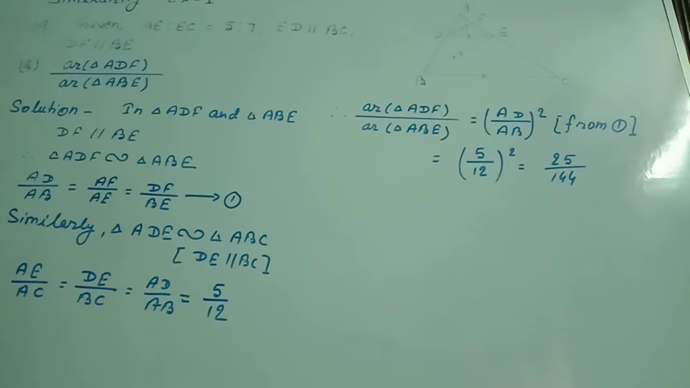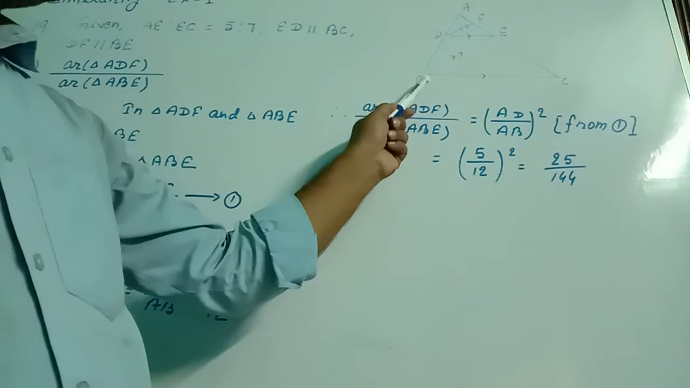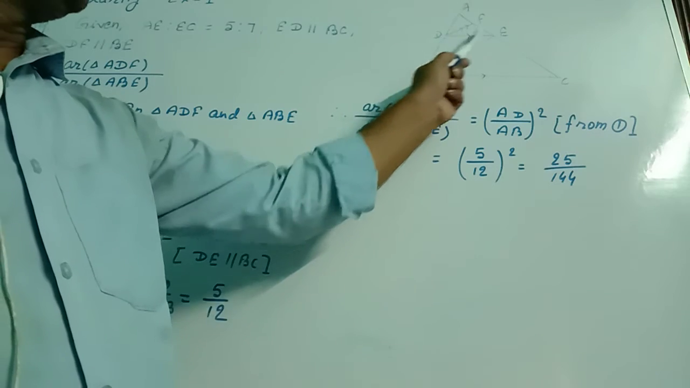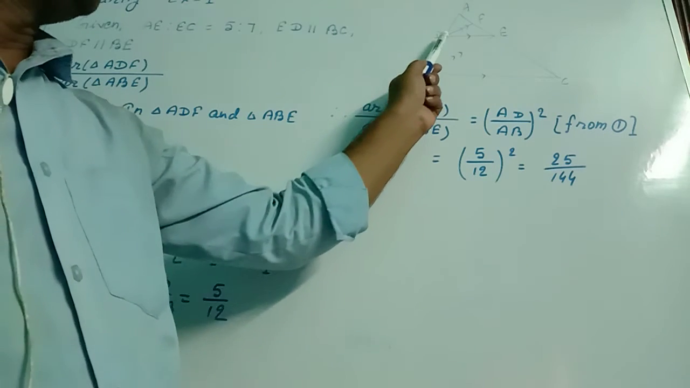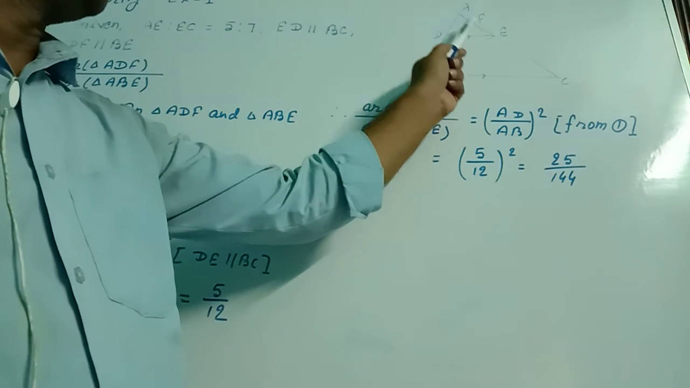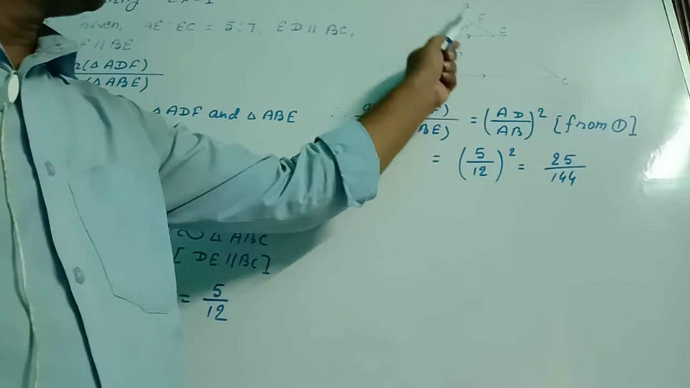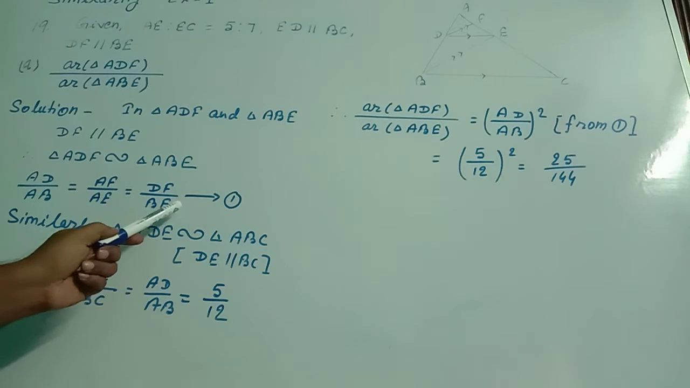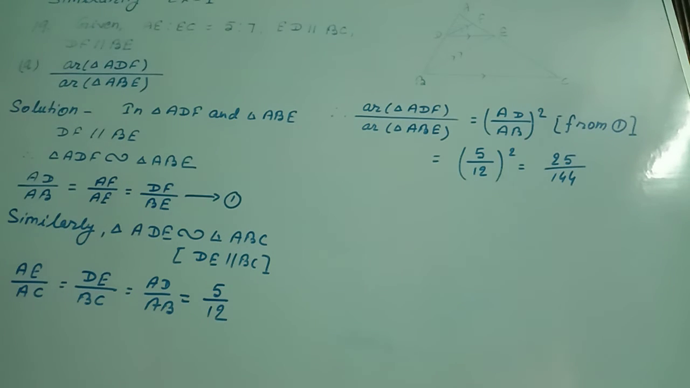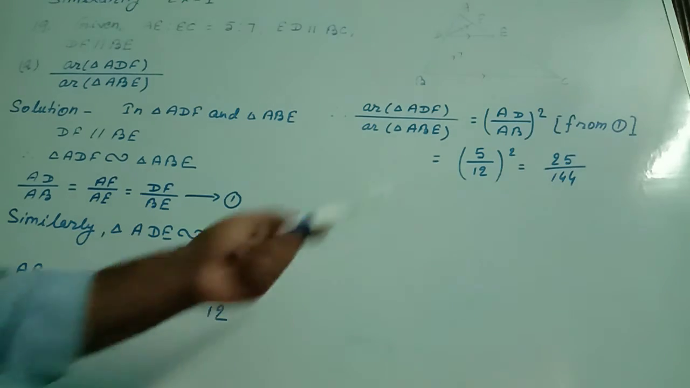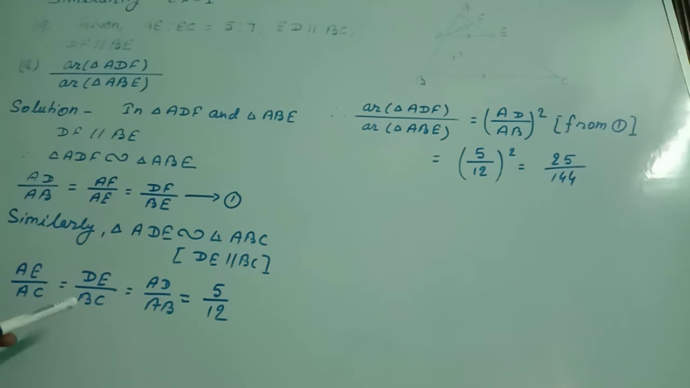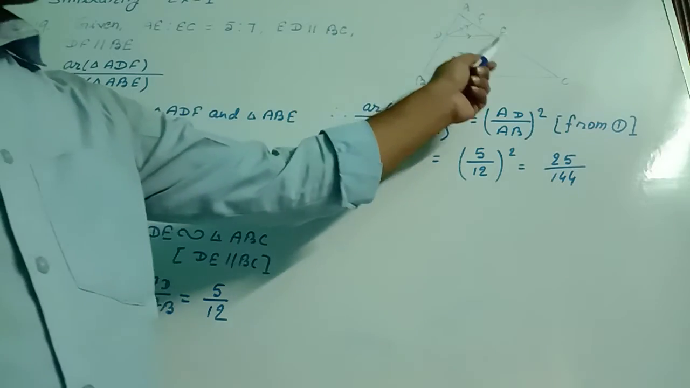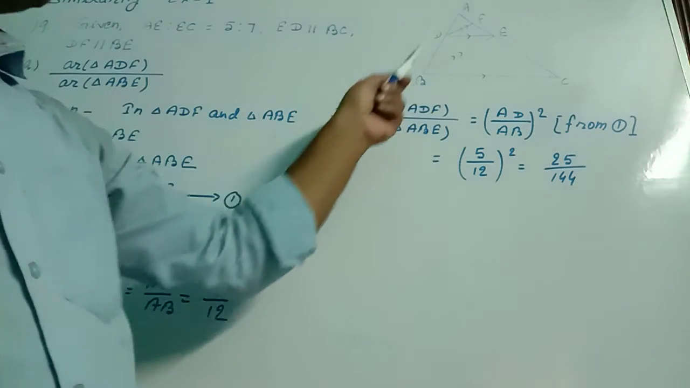Then I wrote the ratio of the corresponding sides, that is AD by AB equal to DF by BE and equal to AF by AE. And I considered equation number 1, but we do not have this value. So again I came to triangle ADE and triangle ABC to prove these two triangles are similar, and these two triangles are similar because DE is parallel to BC from basic proportionality theorem. Therefore I wrote the ratio of the corresponding sides, that is AE by AC equal to DE by BC equal to AD by AB.